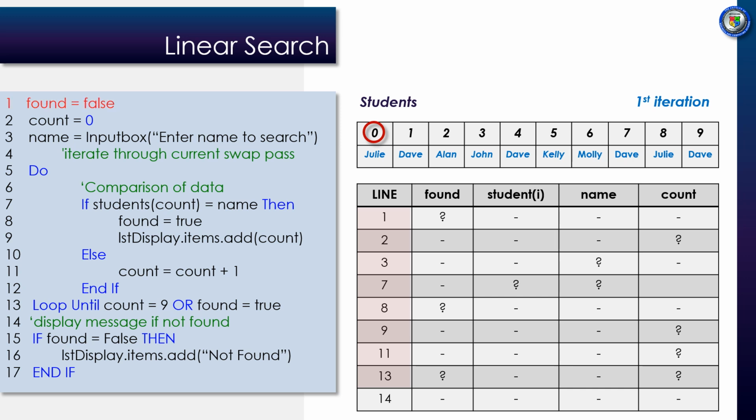In line 1, we set the variable found to equal false. This is a Boolean variable. As you can see, this has been updated in our trace table. Line 2, count equals 0. In line 3, the user will input the name that they are looking for. This is the search term. In this case, they enter the name Kelly.